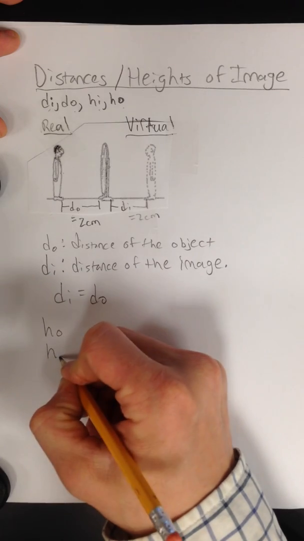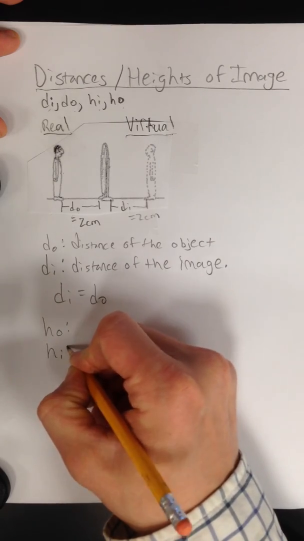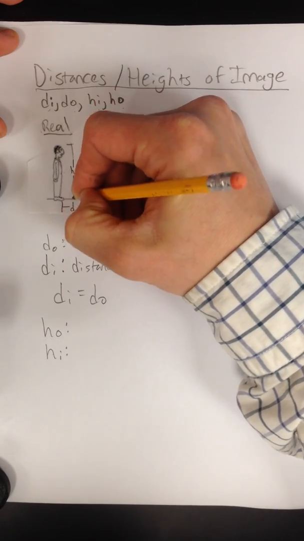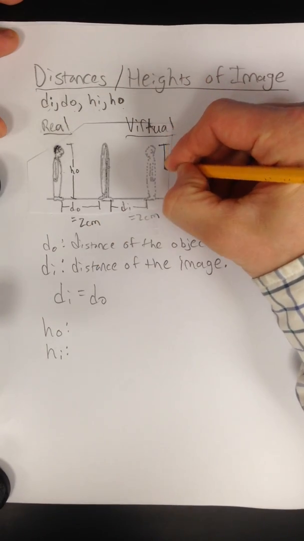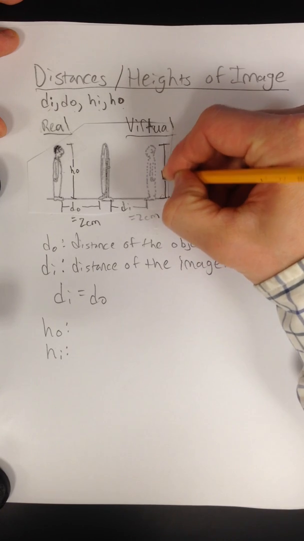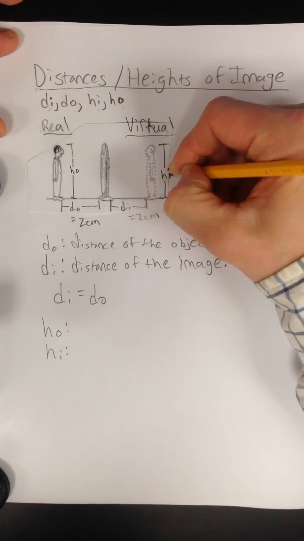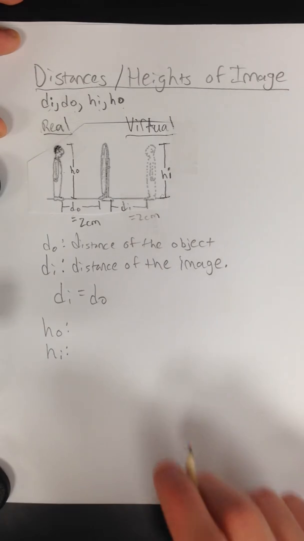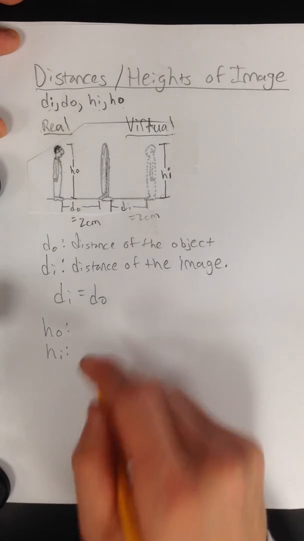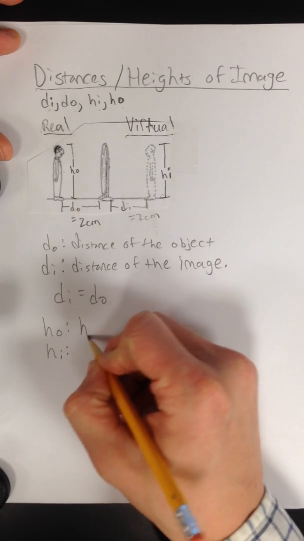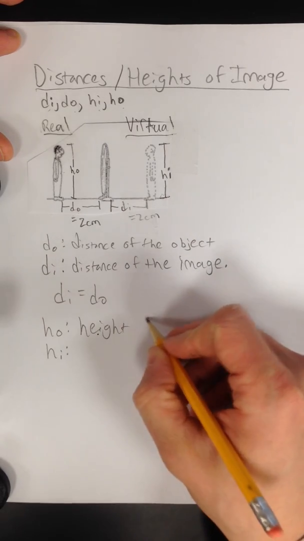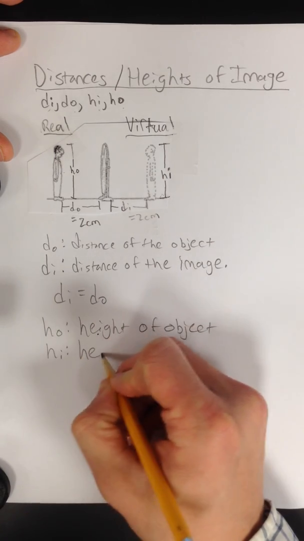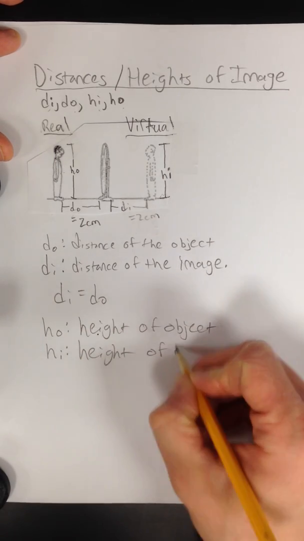Then we have HO and HI. The height of the object is HO, and the height of the image is HI. The image doesn't really have a height, but our eye perceives it to have a height. It's all created by our mind. So, define HO and HI, height of object and height of image.